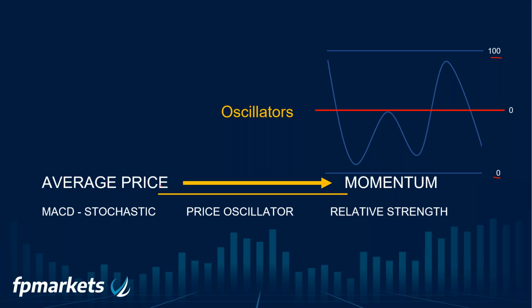When we look at oscillators, some are based on average price and some are based on momentum, or price movement over a period of time. So when we look at the MACD or the stochastic, it's really based around average price. And then we start to look at price oscillators, and we go across then to relative strength, which comes in under as a momentum indicator. When you're looking at your indicators, understand whether they are based on a price movement or whether they are based on momentum, which is a calculation of price over time.